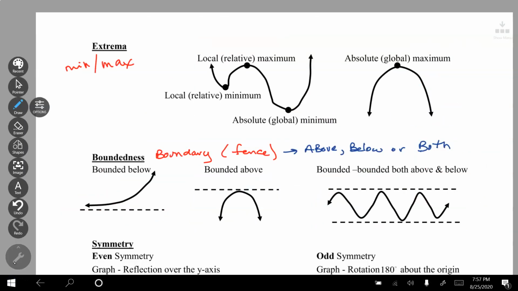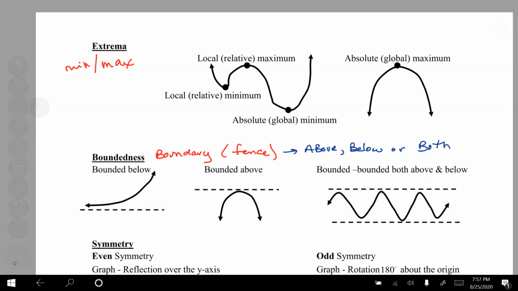Extrema or extremes are just a fancy way of calling mins and maxes. And you have absolute mins and maxes, or global mins and maxes, or local or relative mins and maxes. So the bottom of a parabola would be an absolute global minimum. The top would be an absolute or global maximum. And the relative mins and maxes are the little peaks and valleys in between.